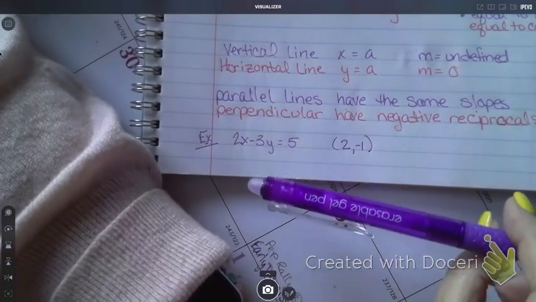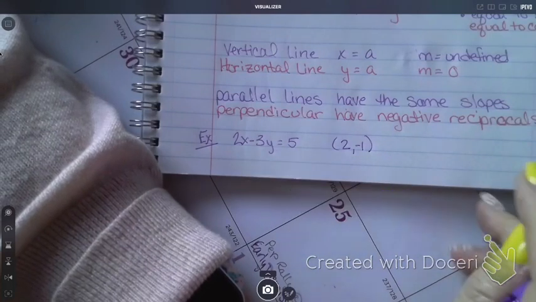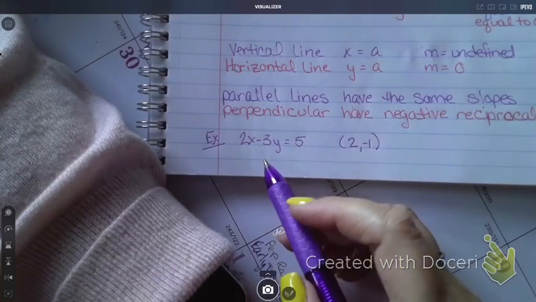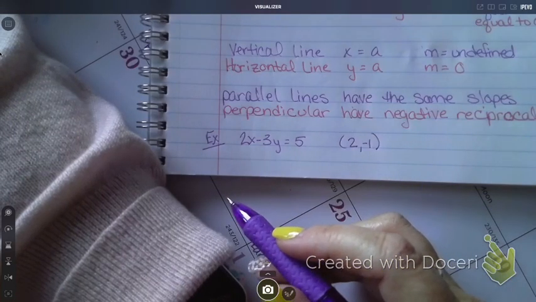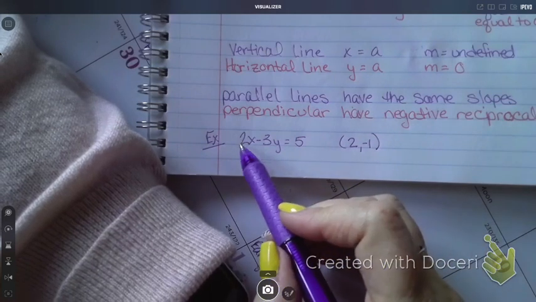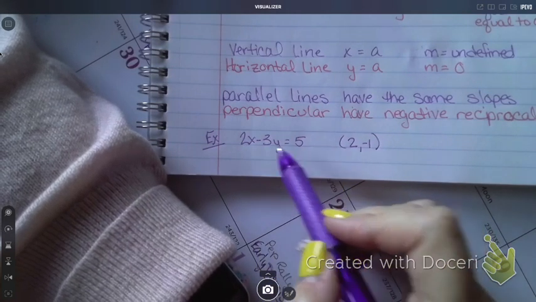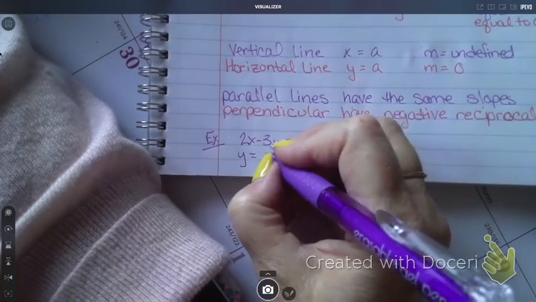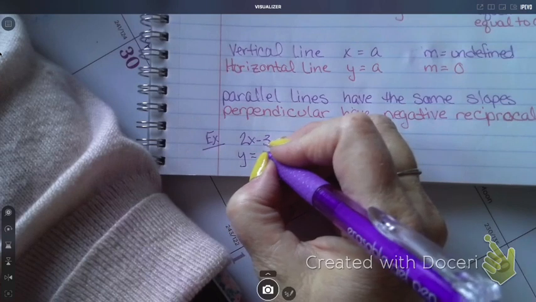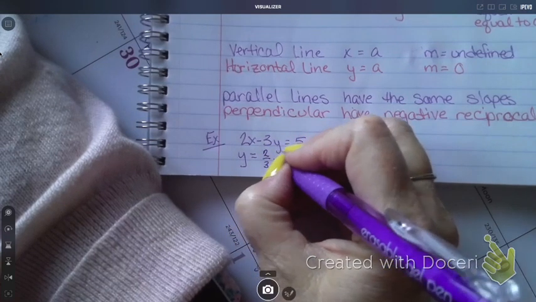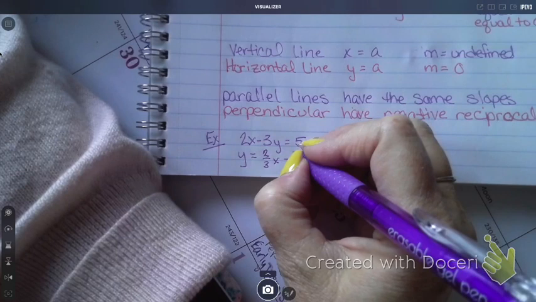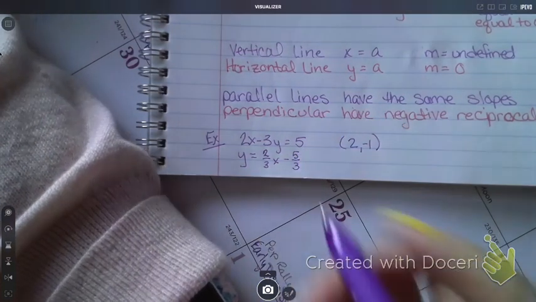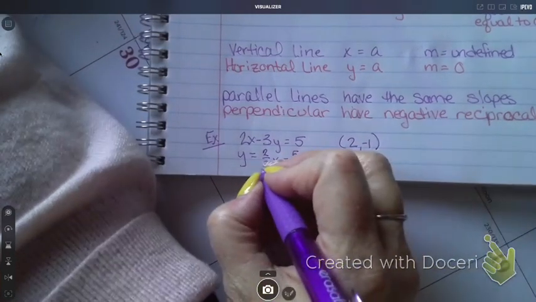Yeah, is this in slope-intercept form? No. So I just need to solve for what? How do I get it in slope-intercept form? By solving for y. So I would subtract 2x and divide by -3. So y would equal 2/3 x minus 5/3, I think. Is that right? Seems right to me. So my slope of this line is 2/3.